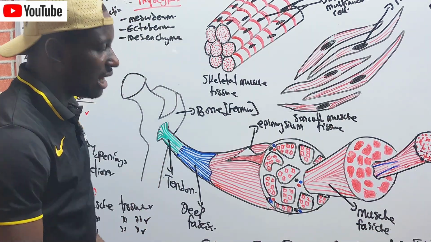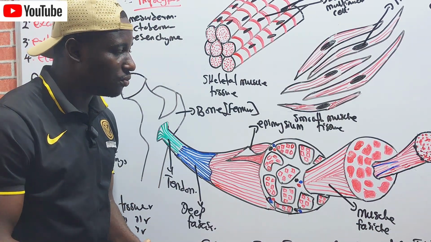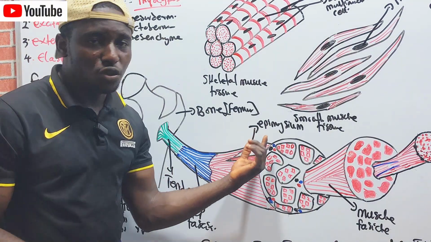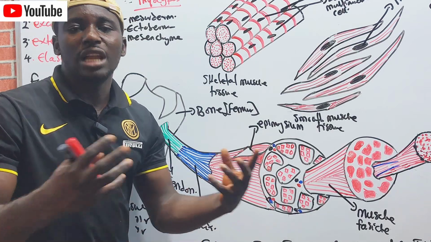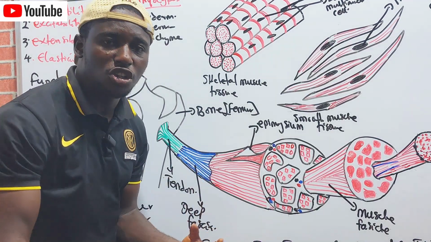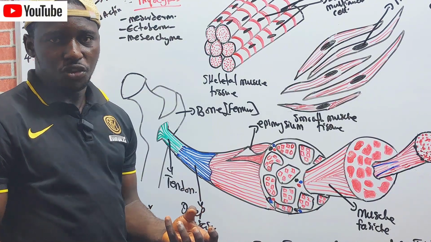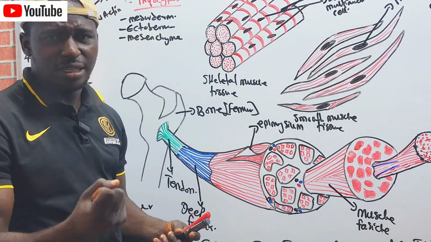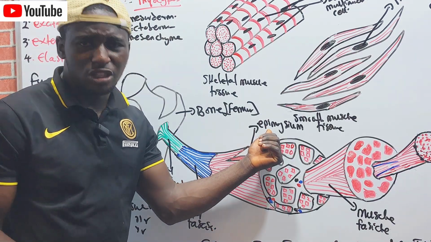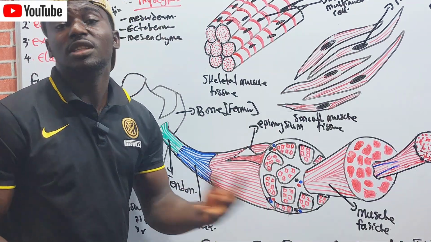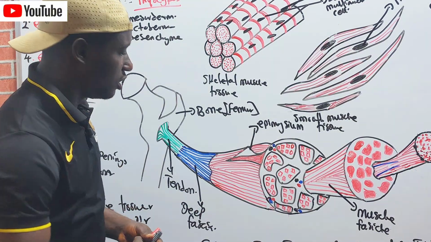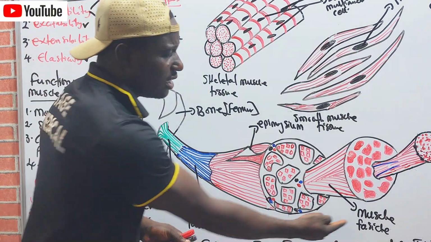So the next we shall be looking at is the muscle fascicle. But before that, the epimysium contains collagen fibers, which become continuous with the periosteum of the bone. I'm talking of the epimysium, which is the external sheet of connective tissue that wraps up the muscle tissues.